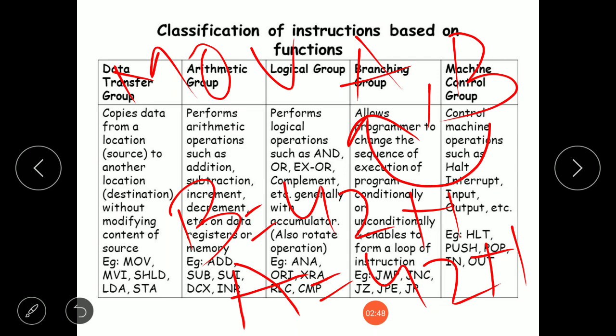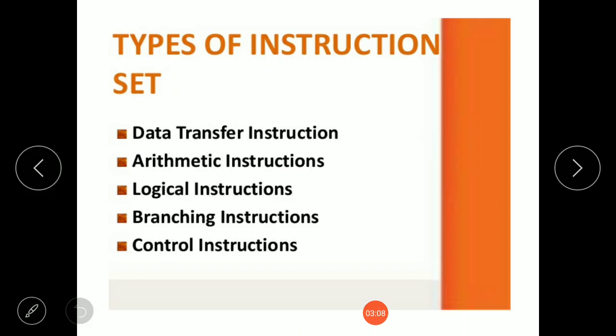Similarly, another example like MVI A 32H. Again, this instruction copies the immediate data given in this instruction. It is 32H given here. It copies the immediate data 32H directly into the accumulator.